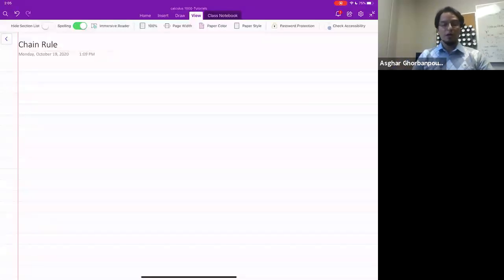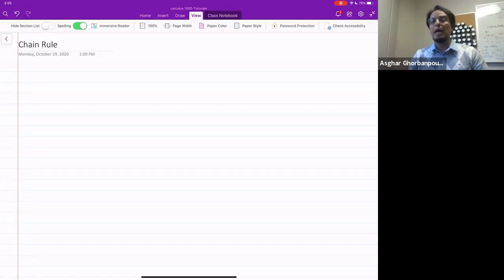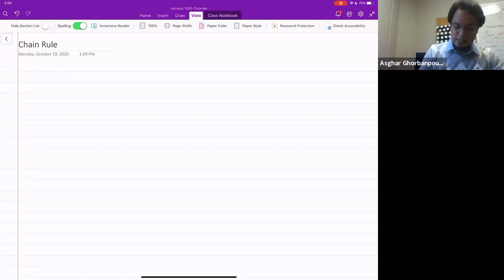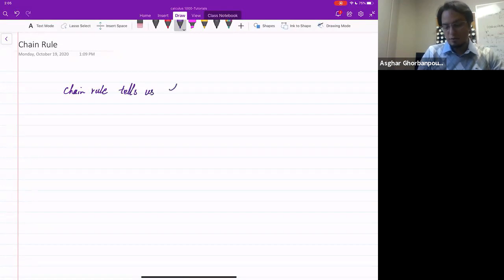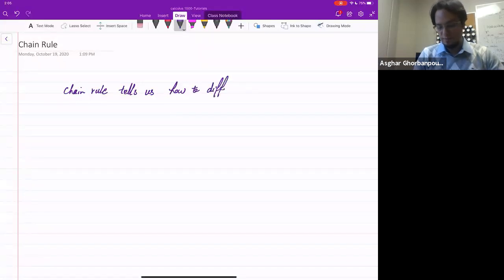Chain rule is one of the main tools that you have to add to your toolbox of differentiation. What does it tell us? It tells us how to differentiate a composition of two differentiable functions.